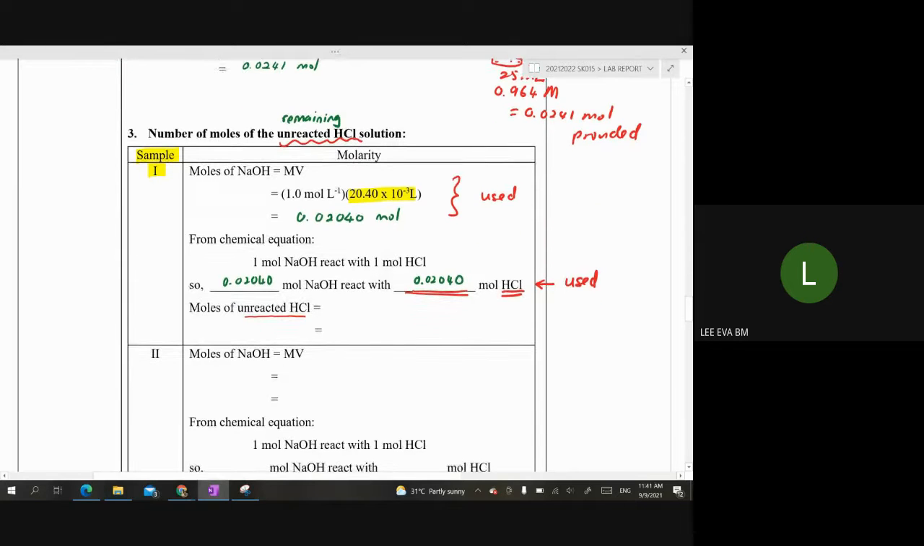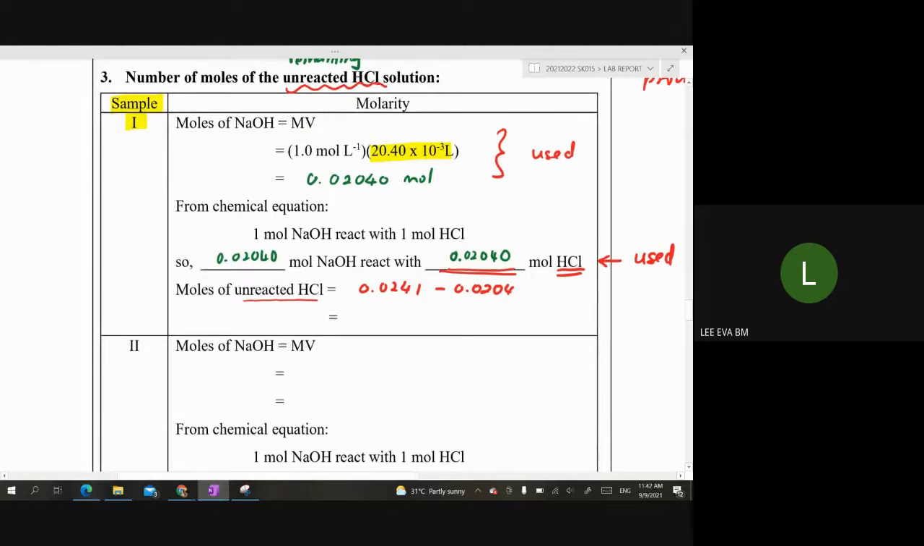So macam mana nak dapatkan baki HCl? Provided minus used? Yes, provided minus used. So you recall back chapter 1 when we do the limiting reactant, also you apply this concept. The provided now is 0.0241 minus 0.0204. Okay, so you get the mole of unreacted HCl. And let me know about the values you got.